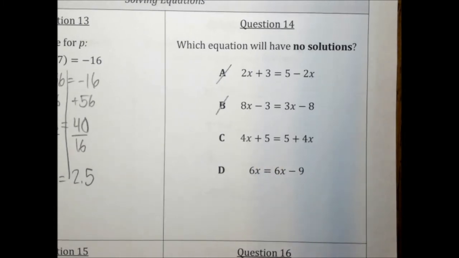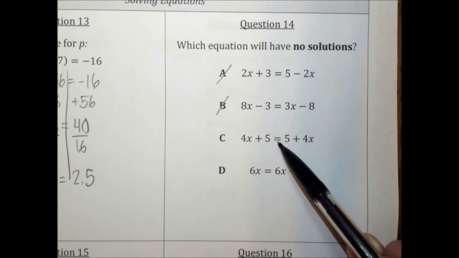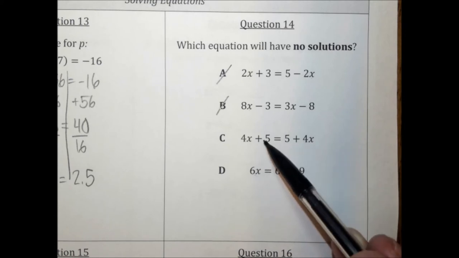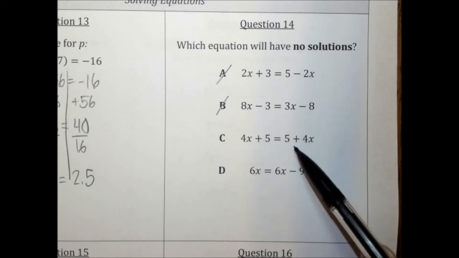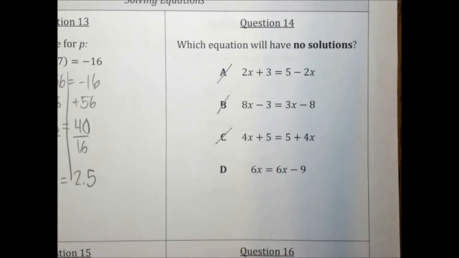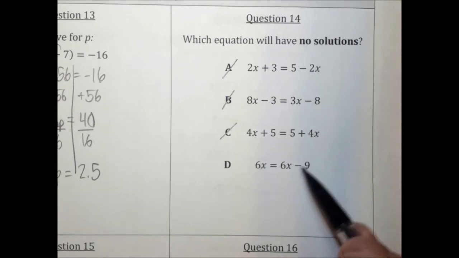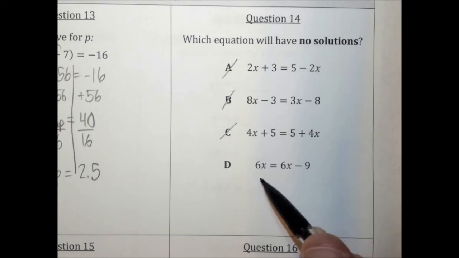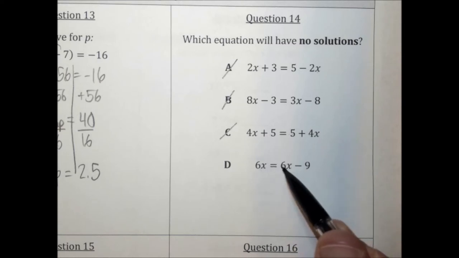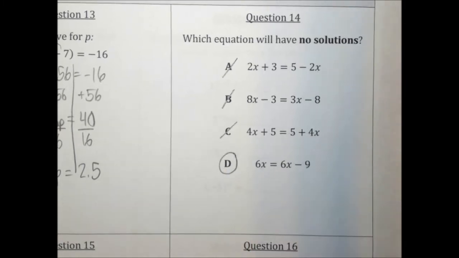For it to have no solutions, the variables have to have the same coefficients, but the constants, the plain old numbers, have to be different. So in this one, they're both 5. They're both positive 5. So this one, choice C, will have infinite solutions. We want one with no solutions. This one has a negative 9 on this side, and it doesn't have a number at all on this side. So when you go to solve this, it's like saying, hey, some number is equal to itself minus 9, which will never be true. The answer to 14 is D.